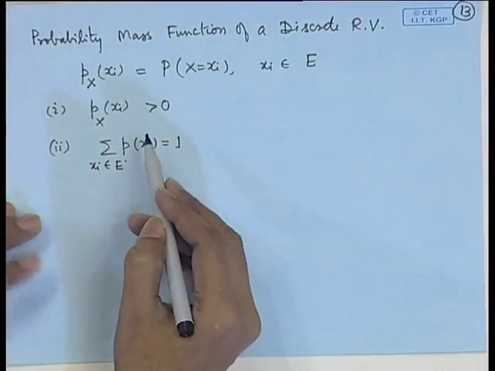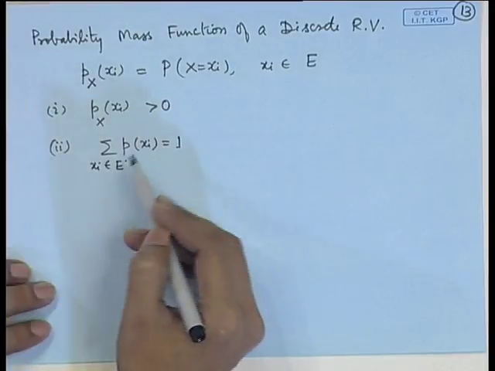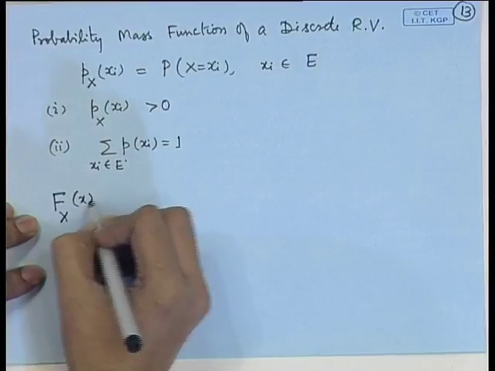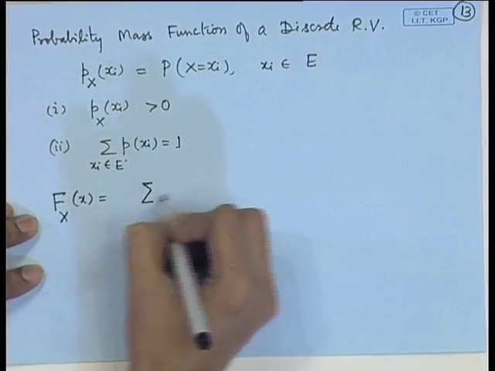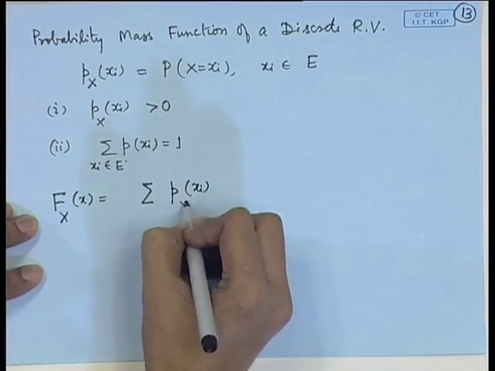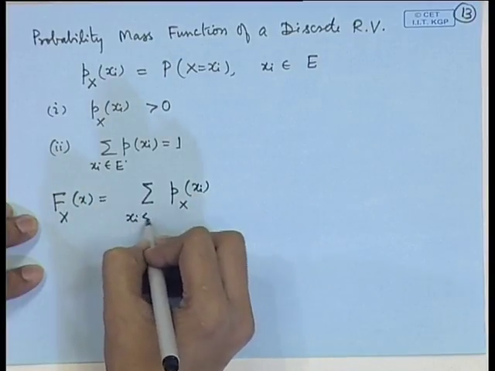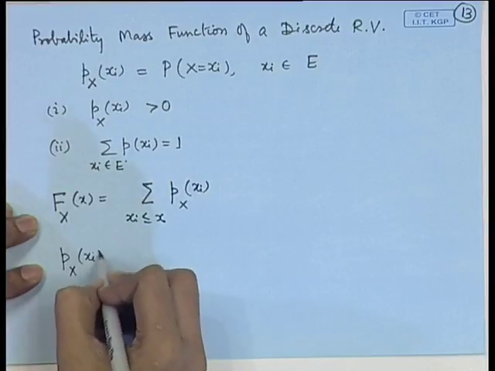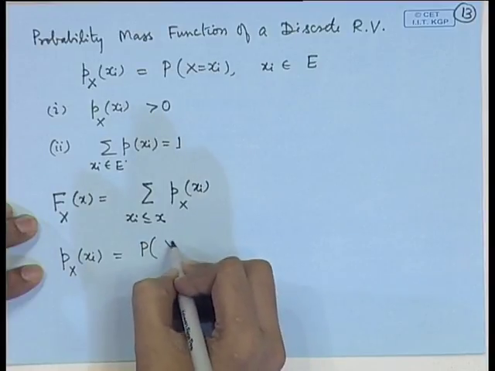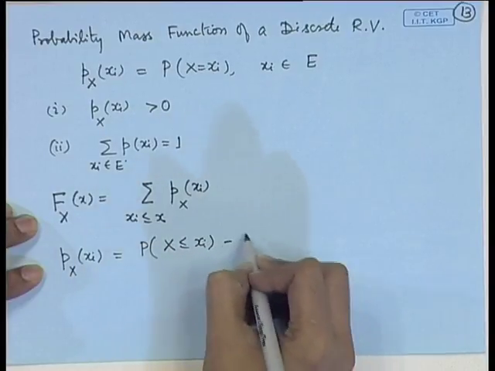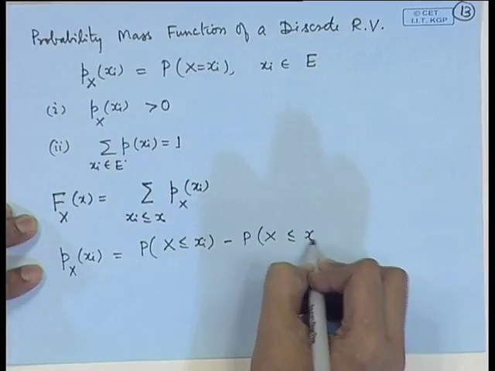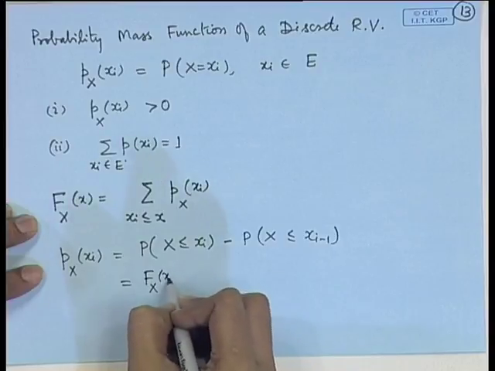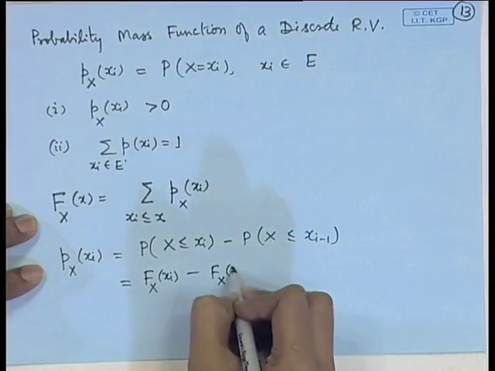Now, from here you can establish a relationship between the cumulative distribution function and the probability mass function. The cumulative distribution function can be expressed as F(x) is the sum of all those values of the probability mass function for which x_i is less than or equal to x. Conversely, p_X(x_i) can be written as probability of X less than or equal to x_i minus probability of X less than or equal to x_{i-1}. So, this will become F(x_i) minus F(x_{i-1}).